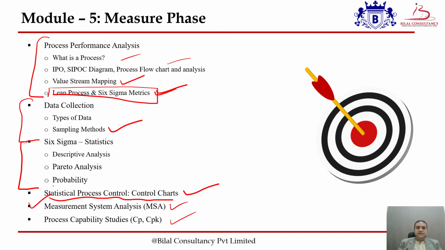In measurement system analysis, we will try to understand how our measurement system is behaving, like operator variation as well as equipment variation. And then at the end, we will discuss the process capability, which basically indicates the capability of our process, whether we would be able to meet the customer specification limit or not.